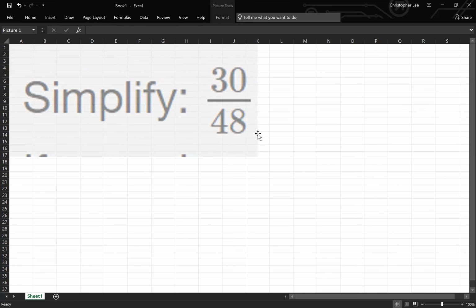Anyway, let's start with a little blast from the past. I have this fraction right here: 30 divided by 48. What I want to do is reduce this fraction. Who remembers how to do this? Anybody remember how to reduce a fraction?